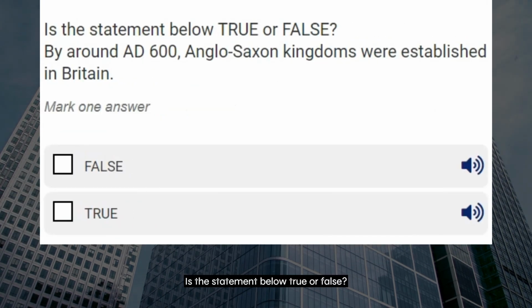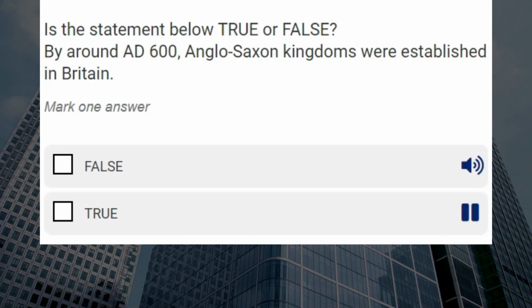Is the statement below true or false? By around AD 600, Anglo-Saxon kingdoms were established in Britain. False. True. Correct answer, true.